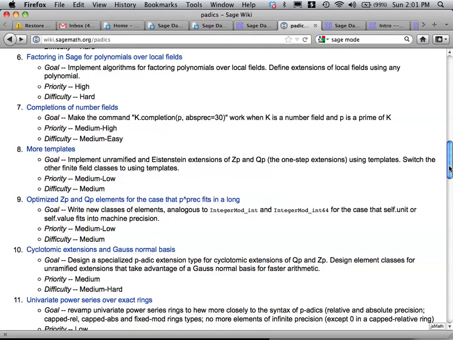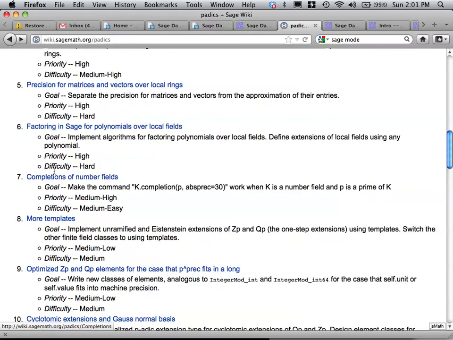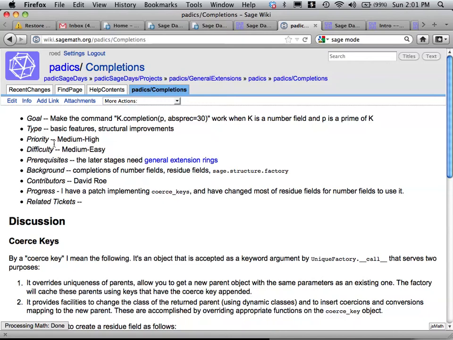Completions. So currently there's no relationship between local fields in Sage and number fields. If I have a number field, I can't complete it. But doesn't that have to wait until... Yes. You need to be able to factor. So a lot of this comes down to being able to factor. There's a reason this list comes in a certain order. Well, I don't know that these are actually ordered. That one certainly is there in the list because it depends on the thing. I tried to list prerequisites for a lot of these.